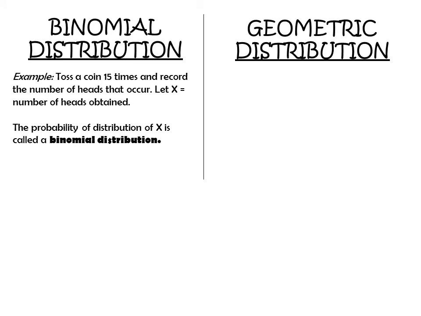So an example of our binomial distribution is tossing a coin 15 times and recording the number of heads that occur. We're going to let capital X be the number of heads obtained. The probability distribution of X is called a binomial distribution.